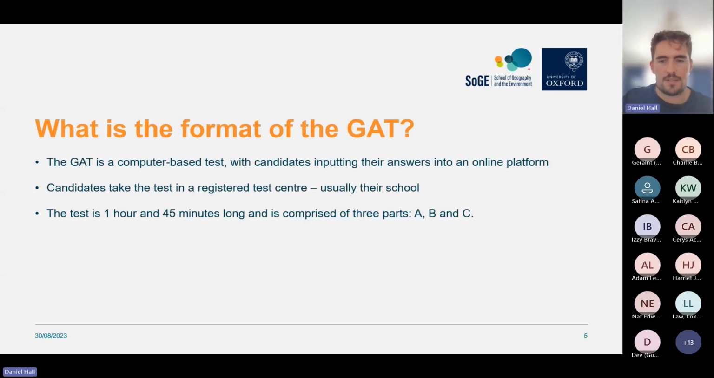In terms of the format of the GAT, it's a computer-based test, and candidates will input their answers directly into the online platform. Candidates will take the test in a registered test centre, and for most people that will be their school. The test is 1 hour and 45 minutes long and comprised of three parts, A, B and C.